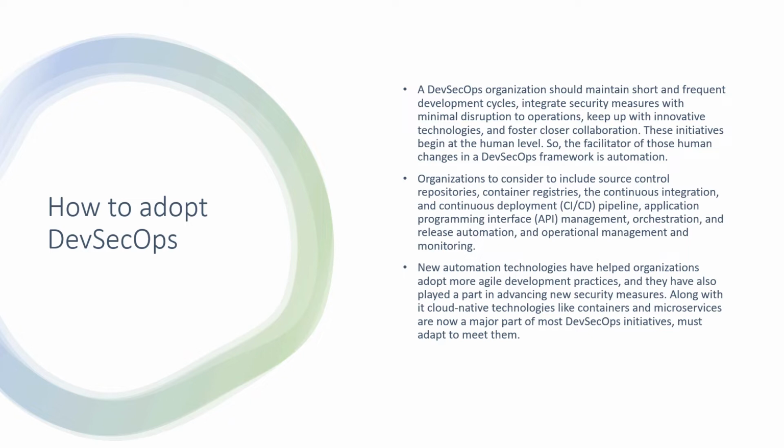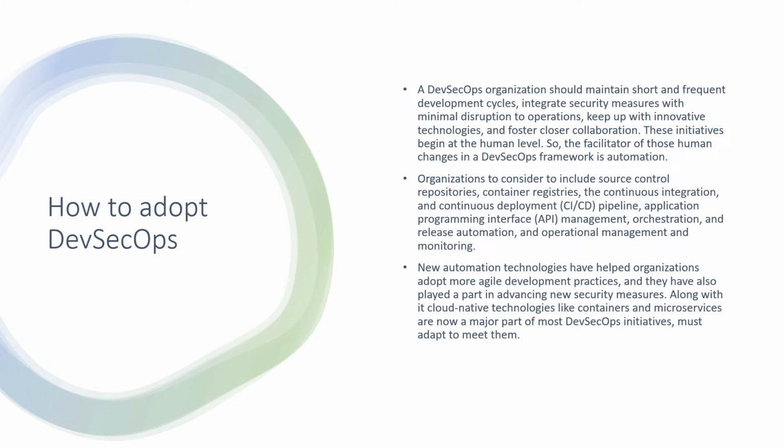A DevSecOps organization should maintain short and frequent development cycles, integrate security measures with minimal disruption to operations, keep up with innovative technologies, and foster closer collaboration. These initiatives begin at the human level. So, the facilitator of those human changes in a DevSecOps framework is automation.